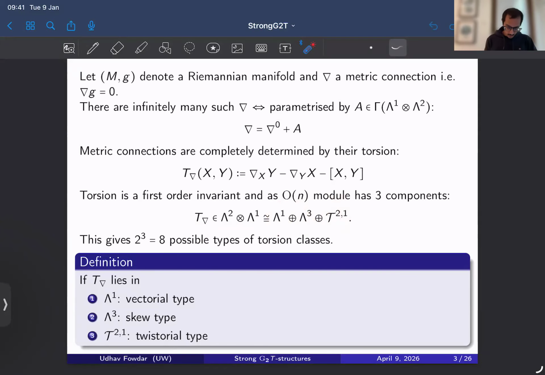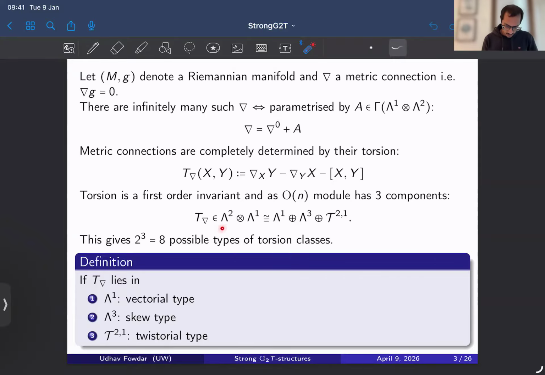Typically, this space of tensors is called of twistorial type. It's called twistorial just because of a name that I found in a paper by André Moroianu and Mihaela Pilca. So it has nothing to do with twistor theory, I should mention this.